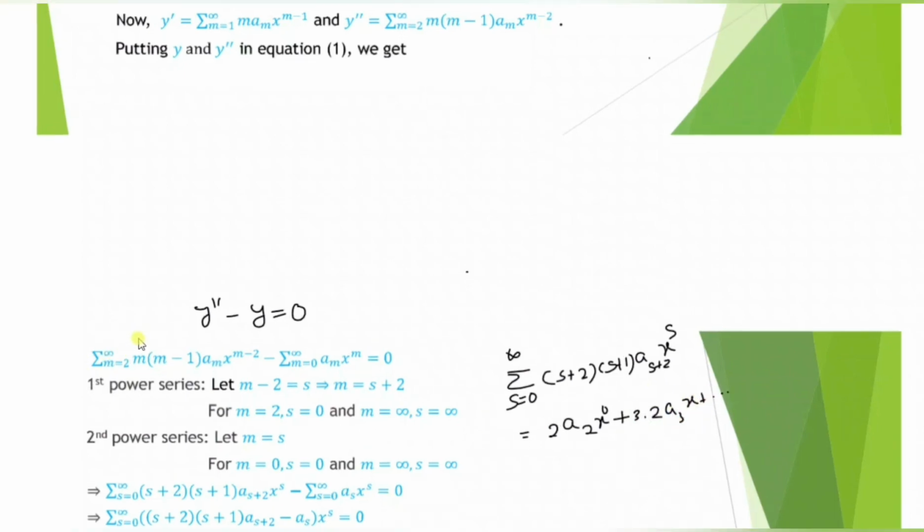इसको अगर एक्सपांड करेंगे, आएगा: for s = 0, 2 into 1, a2 x to the power 0, plus for s = 1, 3 into 2, a3 x, and so on. अब हम इस फर्स्ट पावर सीरीज को एक्सपांड करेंगे, summation m = 2 to infinity m into m minus 1 a_m x to the power m minus 2.